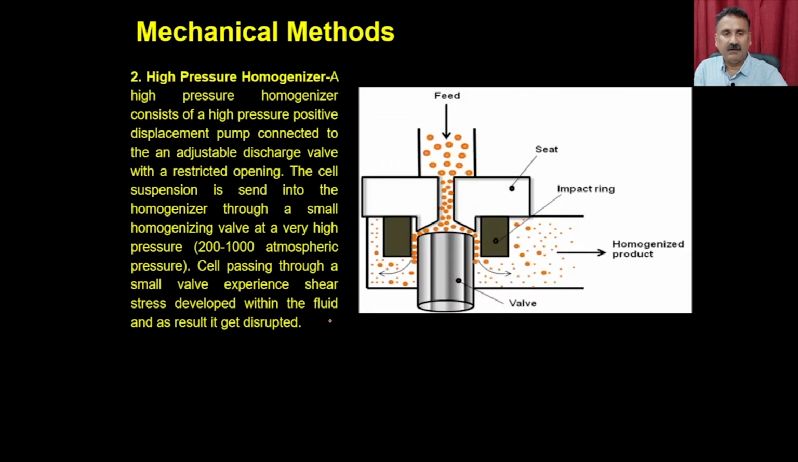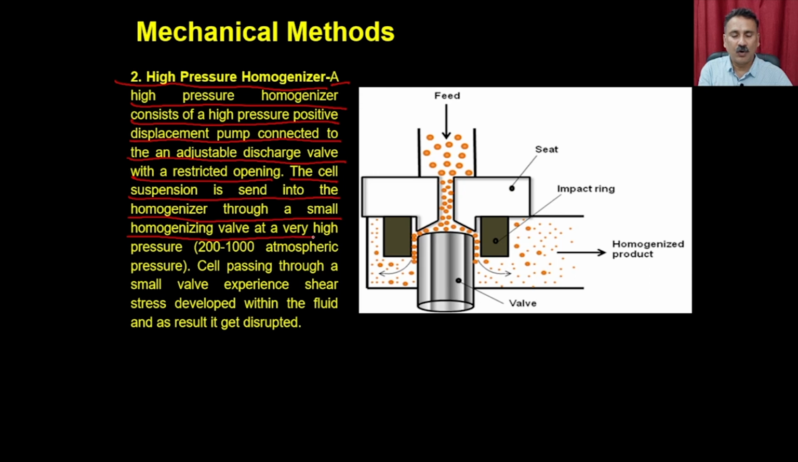Then we have the high pressure homogenizers. High pressure homogenizers consist of a high pressure positive displacement pump connected to an adjustable discharge valve with a restricted opening. The cell suspension is sent into the homogenizer through a small homogenizing valve at a very high pressure, like 200 to 1000 atmospheric pressure. The cell passing through a small valve experiences the shear stress developed within the liquid, and as a result it gets disrupted.